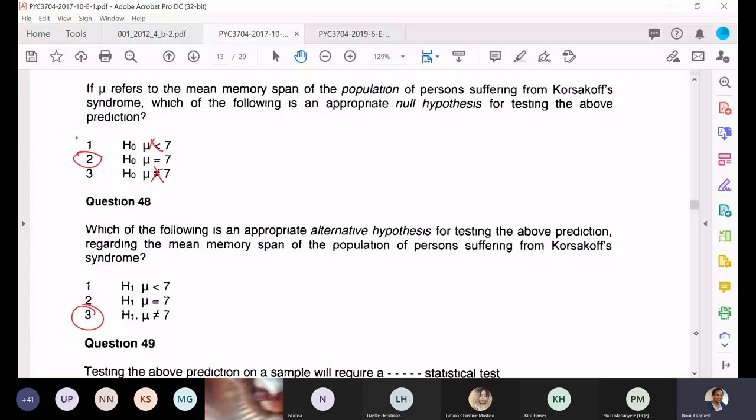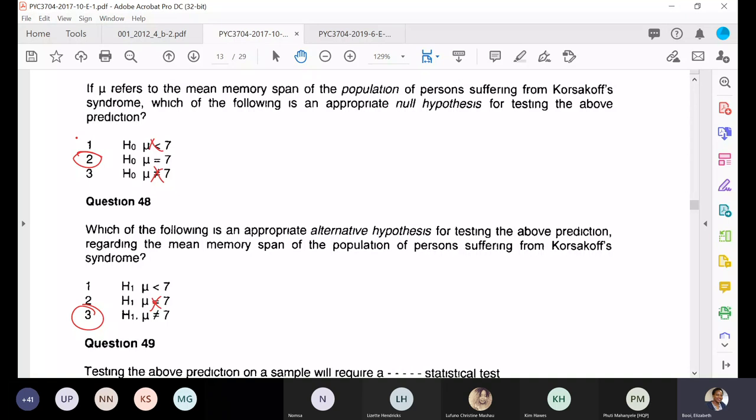The alternative hypothesis does not contain an equal sign. Anywhere you see an alternative hypothesis, there should not be any sign with an equal sign, like equal, less than or equal, or greater than or equal. It should not be there. So that one would have been an automatic disqualification, and then you are left with the two.